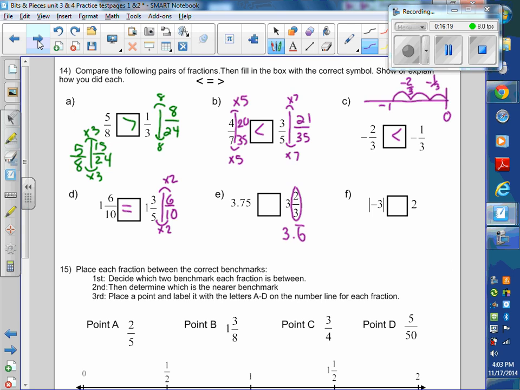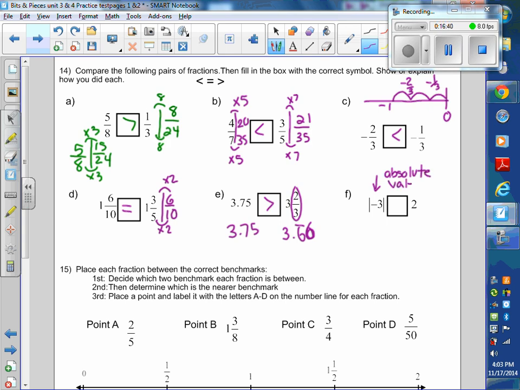So that's like 66, and 66 is smaller than 75. Since they both have the same whole part, you just need to compare the decimal part. Absolute value of 3 is how you read that. Absolute value.